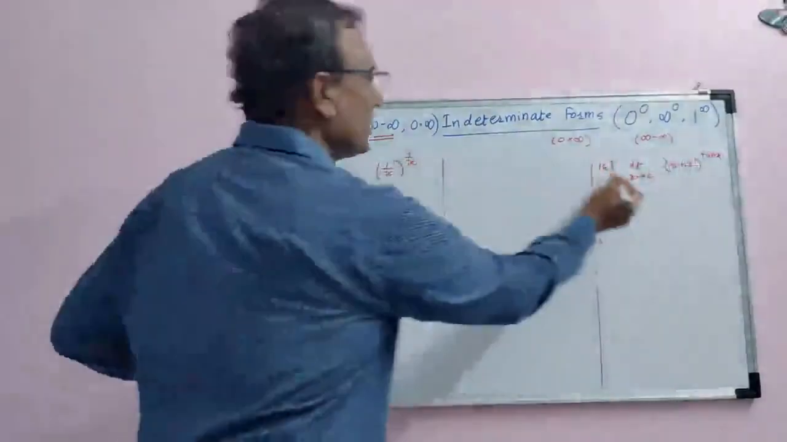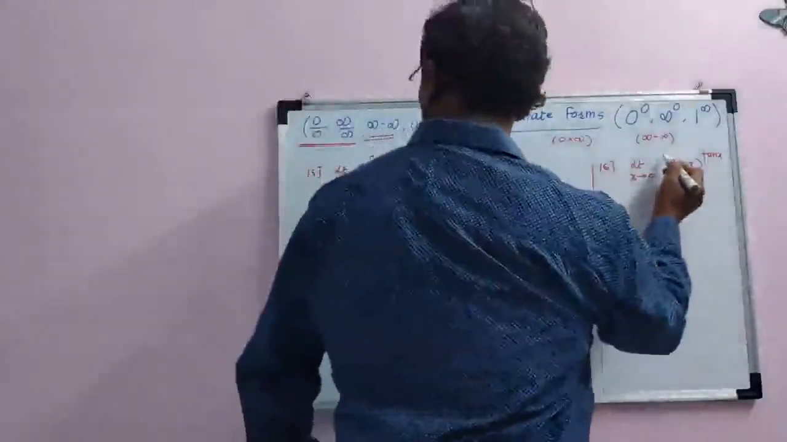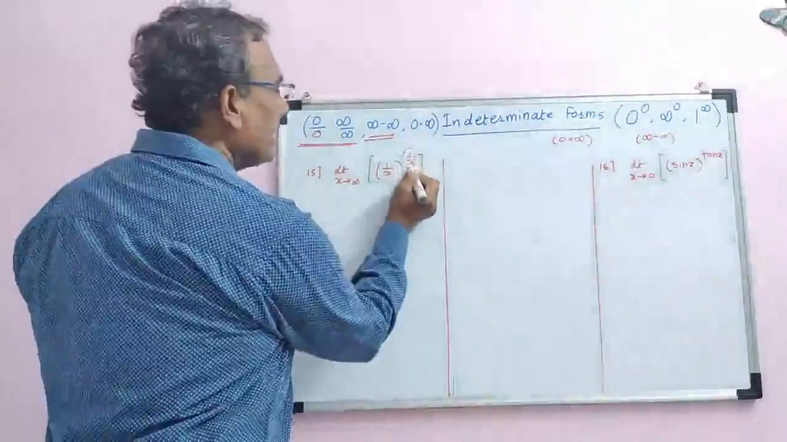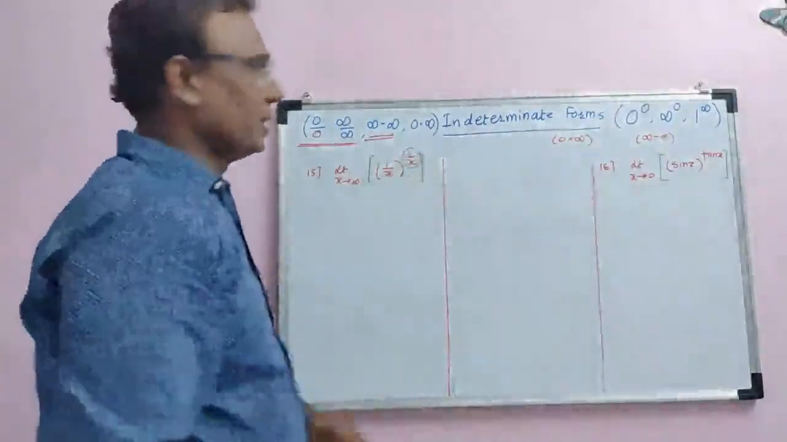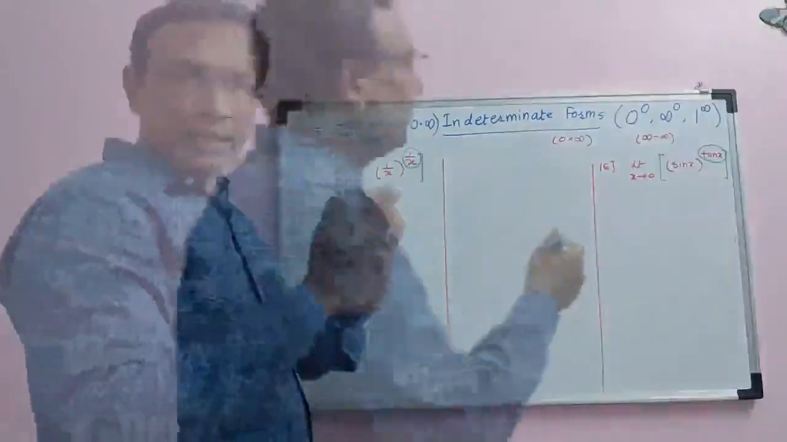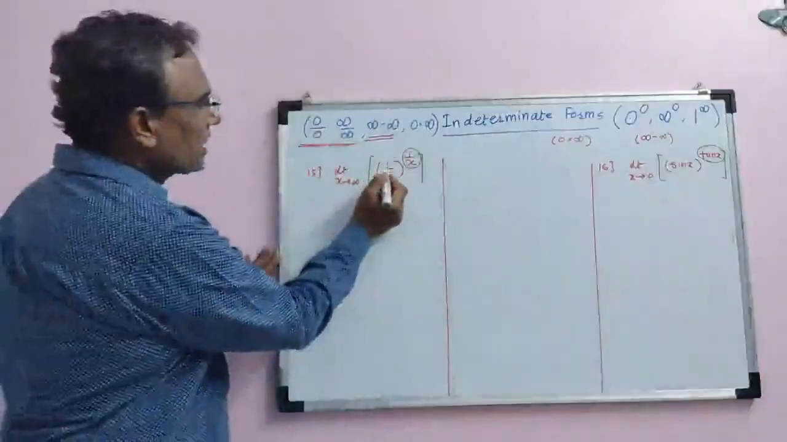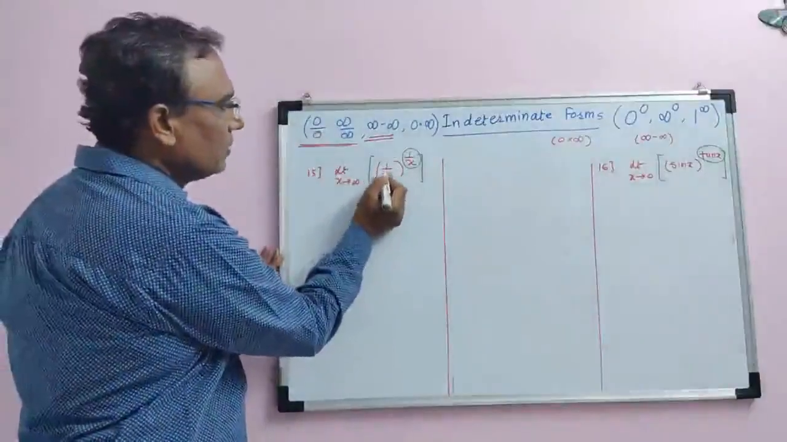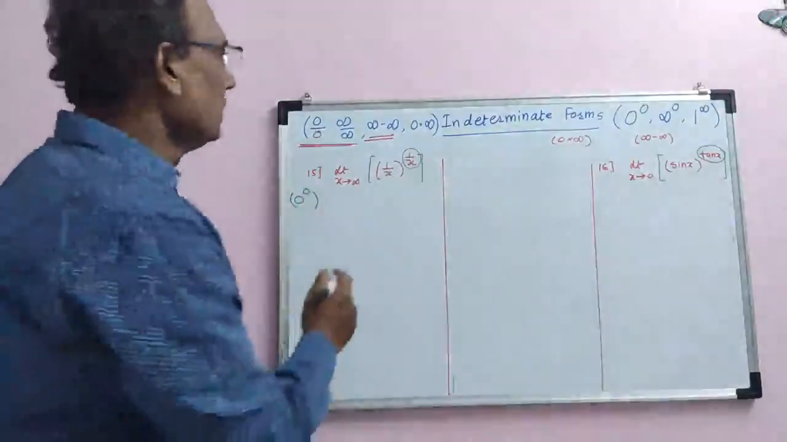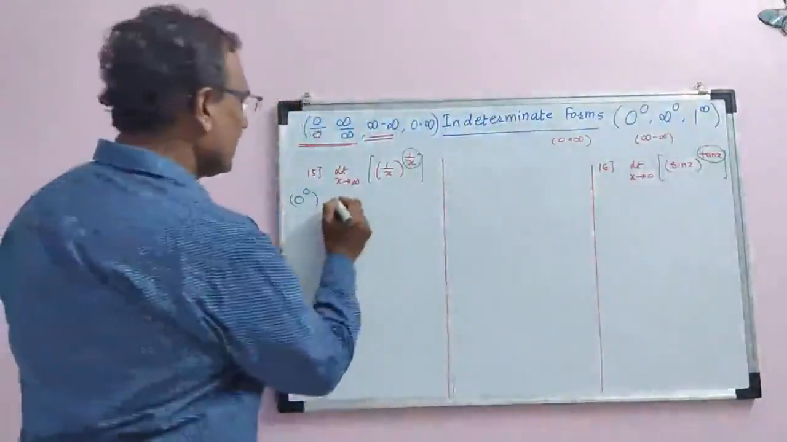Here, questions 15 and 16: limit x tends to infinity of this function, and limit x tends to 0 of this function. If you look at these two functions very carefully, at an index place, the variable x is present. If a variable is present at the index, the problem goes to one of these three forms. If you put x equal to infinity, 1 by infinity is 0, and 1 by infinity is 0, so this is 0 raised to 0 form.